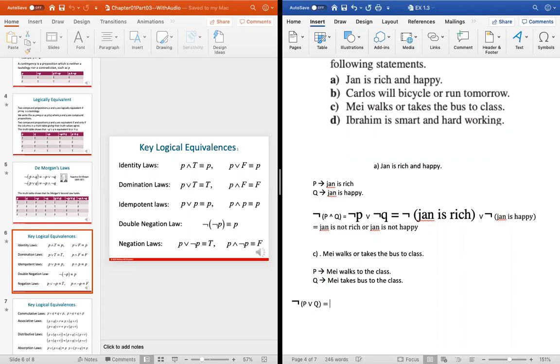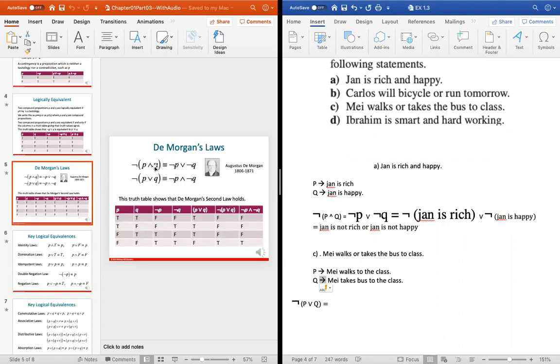Using De Morgan's law, we have to negate the statement. So here, De Morgan's law. Now we will be using the equation underneath. So here it becomes the negation of P, walks to the class, and then we have this negation of Q. Okay, then remove the bracket. With the bracket, the same thing. Okay, so we have this.